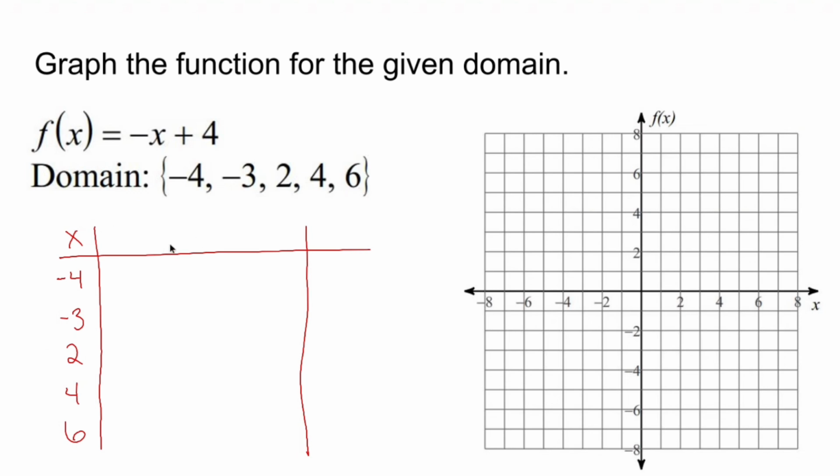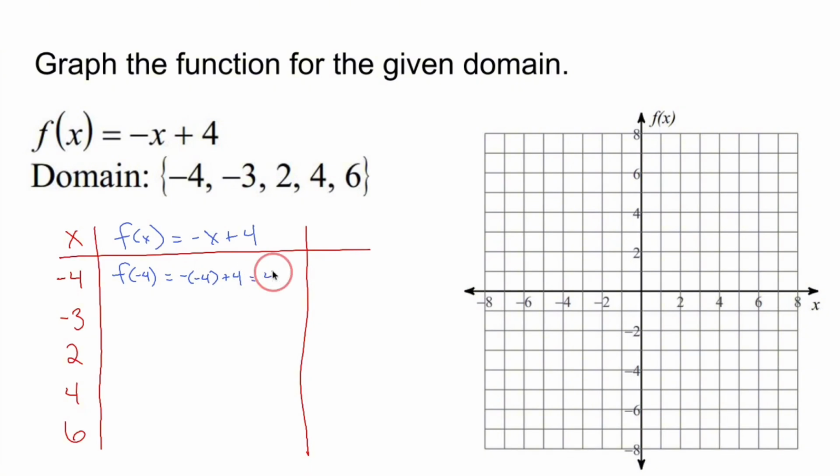What I'm going to write out here in this second part is what f of x equals. Now it's going to equal negative x plus 4. So what I'm going to do for each of these numbers individually is I'm going to replace x with parentheses that number. So for negative 4, I can write out something like f of negative 4 equals negative parentheses negative 4 plus 4.